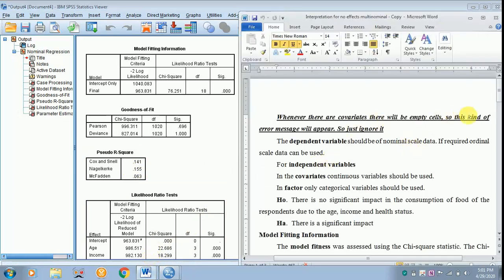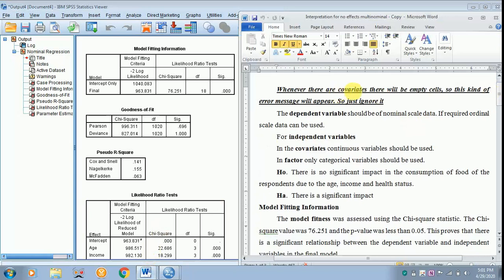Now this has already been discussed, this particular part, that is covariates, there will be empty cells, you can ignore it. The dependent variable should be of nominal scale. If required, you can also use ordinal scale, there is no issue. In covariates, it should always be a continuous variable. In the case of factor, it can be categorical variables. If you want to analyze a continuous variable as a factor, you can recode that variable, put it into the factor and then analyze.